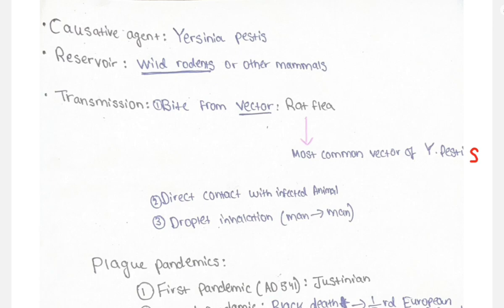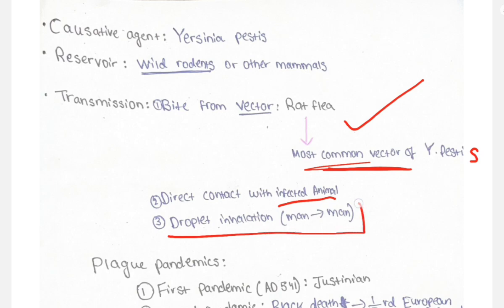For now, there are three main methods of transmission. One is the bite from the rat flea, which is the most common vector. Okay, this is a very important point. Secondly is direct contact with the infected animal, or the tissues of an infected animal. A person maybe who deals with these rats could have also contracted plague. And the third one, which is kind of uncommon, is droplet inhalation, which is from man to man.